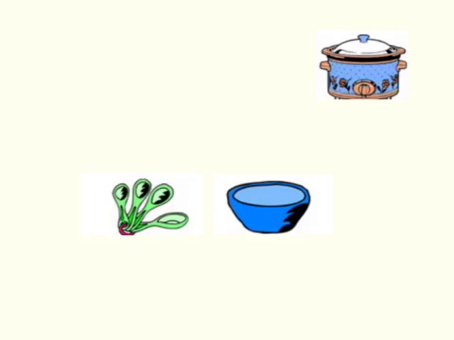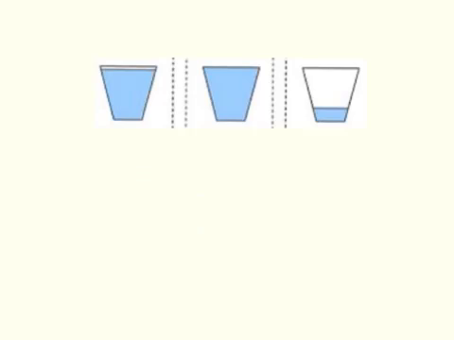I wonder what you said. Okay, this is what I would say. I would say that these spoons have less capacity than this bowl because they're smaller. They can't hold as much. And I would say that this bowl has a greater capacity than these spoons because it can hold a lot more inside it.